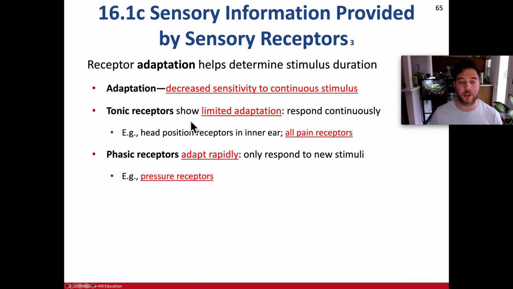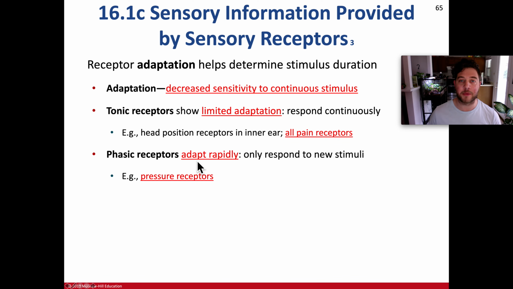Tonic receptors have limited adaptation. They continuously are going to respond. Head position receptors in the inner ear and all pain receptors, so your nociceptors, are going to be tonic receptors, where they don't really adapt to that stimulus. They're going to keep signaling it.